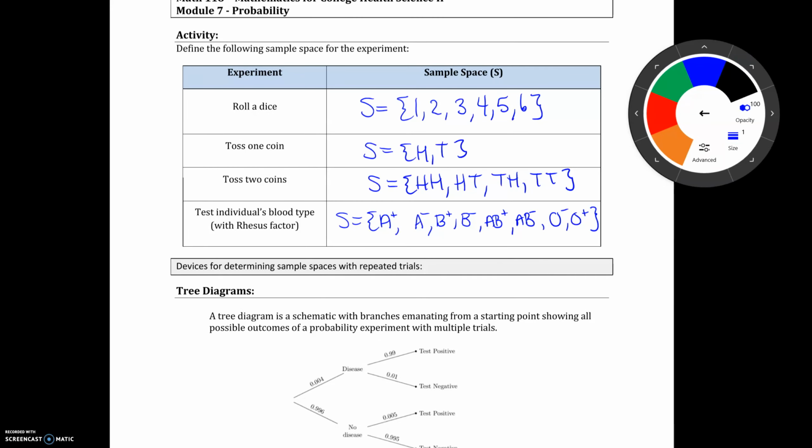Okay, so for rolling a die, we've got 6 different possible outcomes. You could roll a 1, a 2, a 3, a 4, a 5, or a 6. For tossing a coin, you could either get a heads or a tails. Tossing 2 coins, you could get 2 heads, a head then a tail, a tail then a head, or 2 tails. And for blood types, including the Rh factor, we can have O positive, O negative, B positive, B negative, AB positive, AB negative, A positive, or A negative.